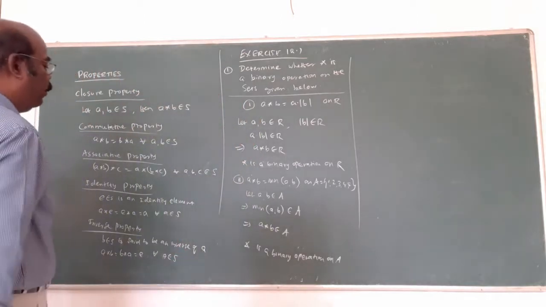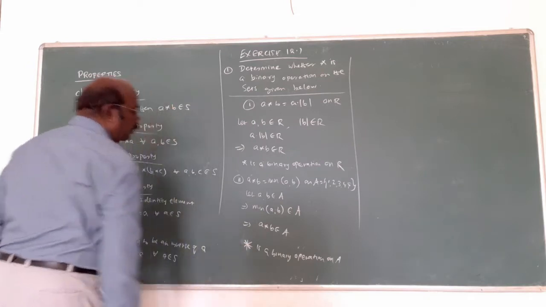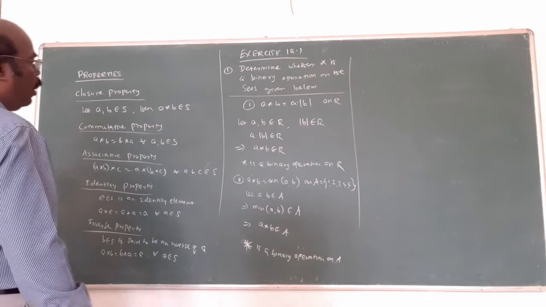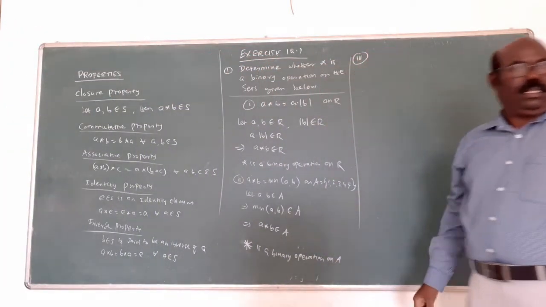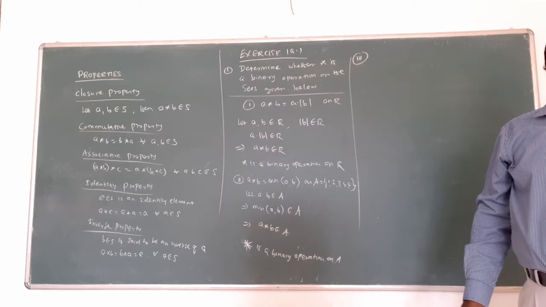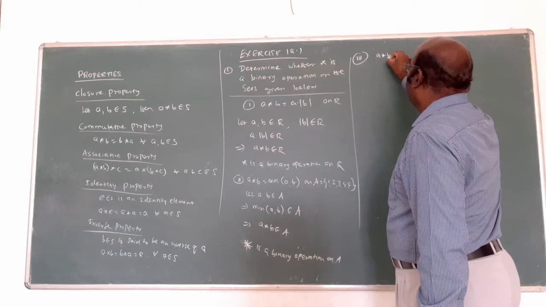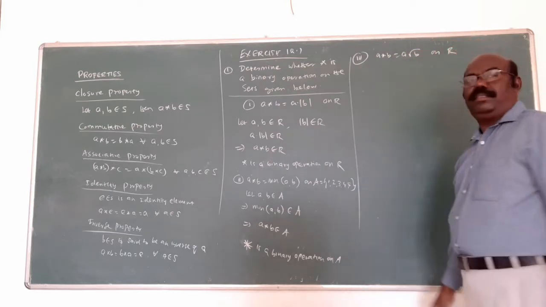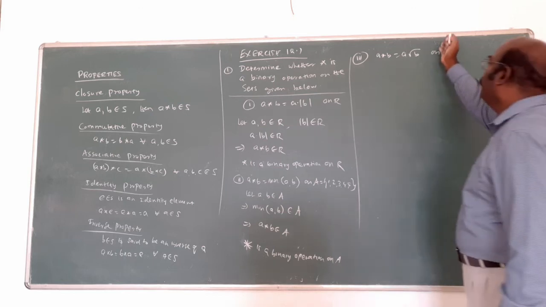Star is a binary operation on R. Next one, the third one. A star B equals A root of B on capital R. Here also, as real numbers, it is a binary operation on R.